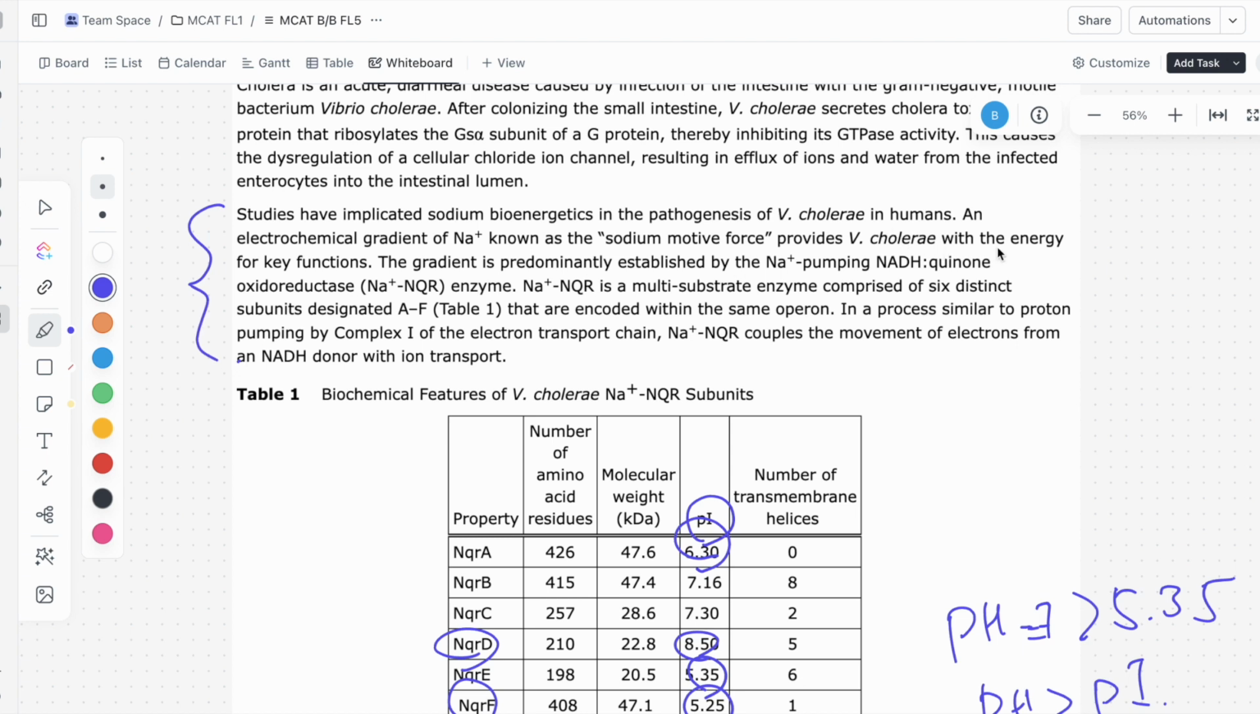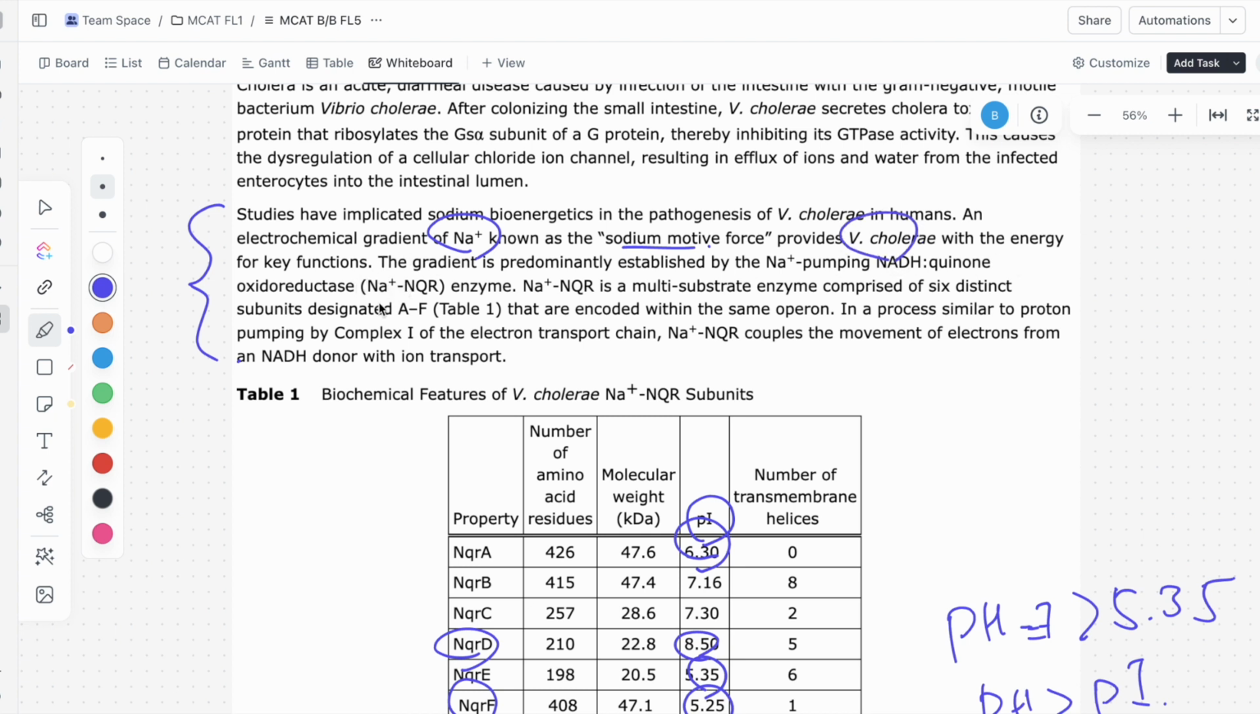In this paragraph, we see that we have an electrochemical gradient of sodium known as a sodium motive force. Guys, this should immediately bring up the proton motive force in our bodies. But here we see that instead of protons, we have sodium instead. And this provides the V. cholerae with the energy for four key functions.